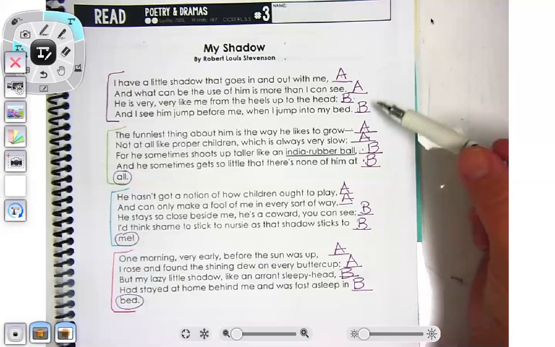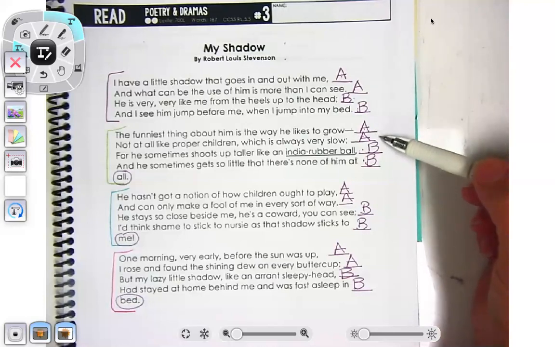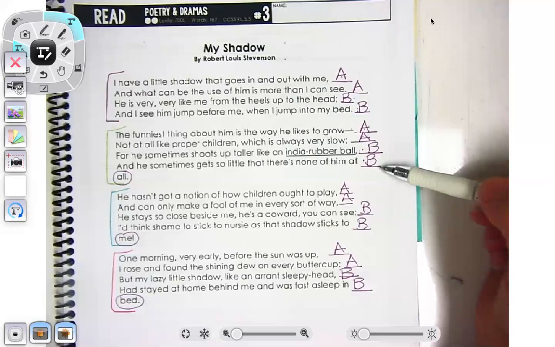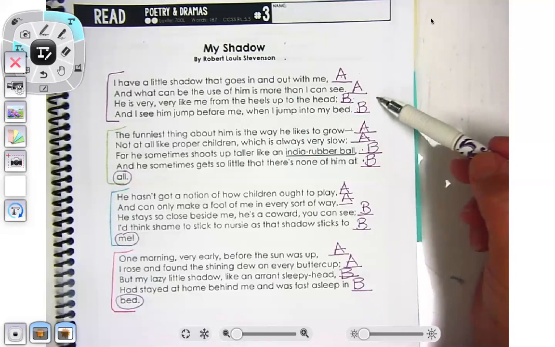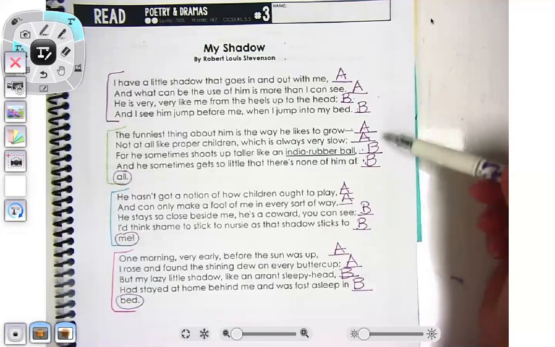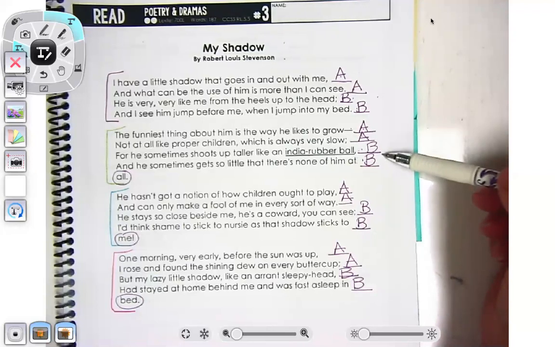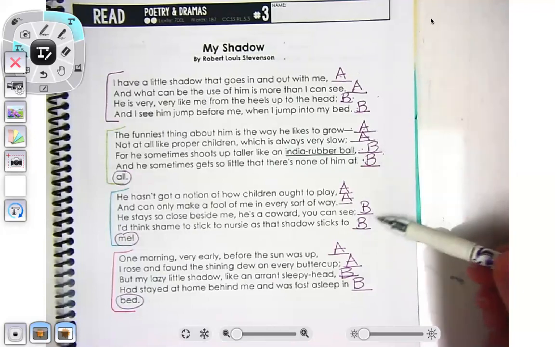So going to the next stanza, the funniest thing about him is the way he likes to grow, not at all like the proper children, which is always very slow. For sometimes he shoots up taller like an Indian rubber ball, and he sometimes gets so little that there's none of him at all. So the first stanza is talking about him going places with him, and he's going everywhere. The second stanza is talking about how he grows and how he's very slow. The third stanza, let's see about it.